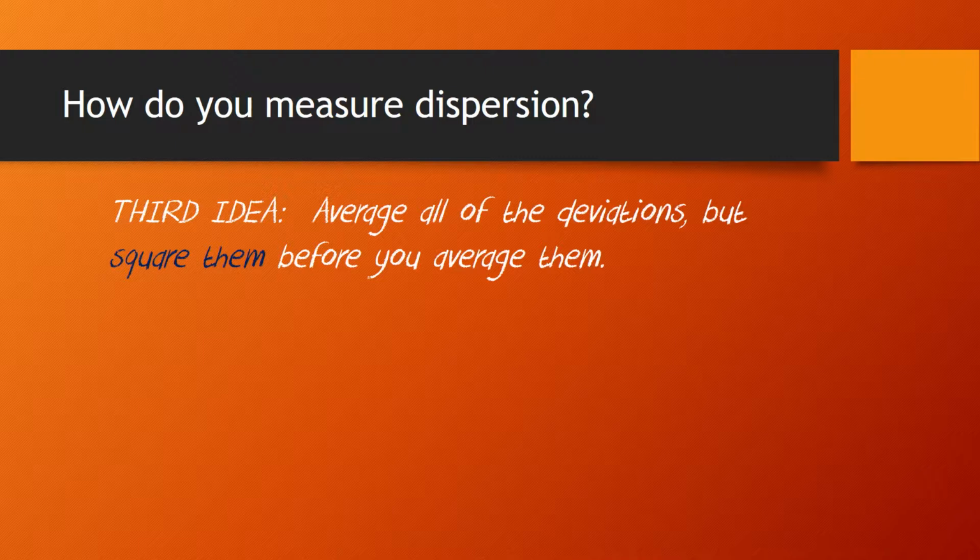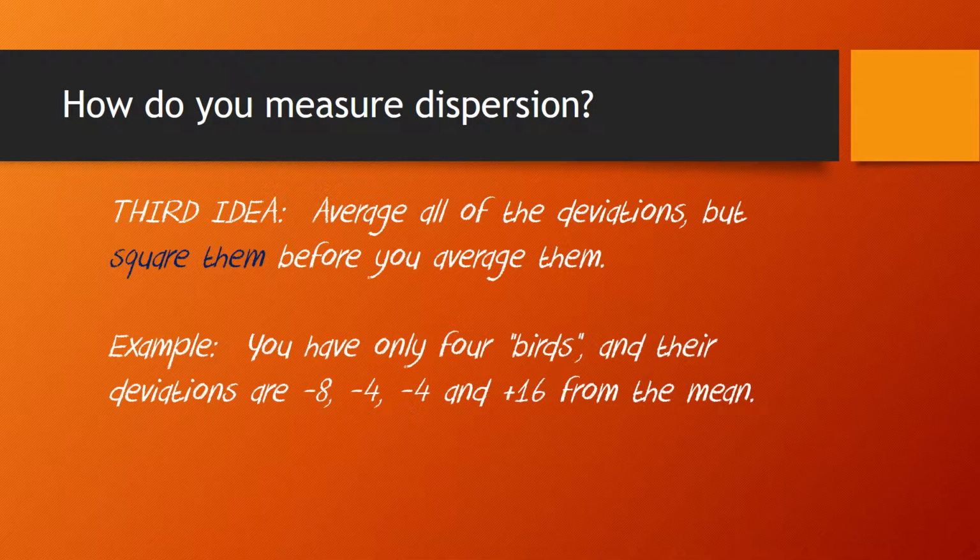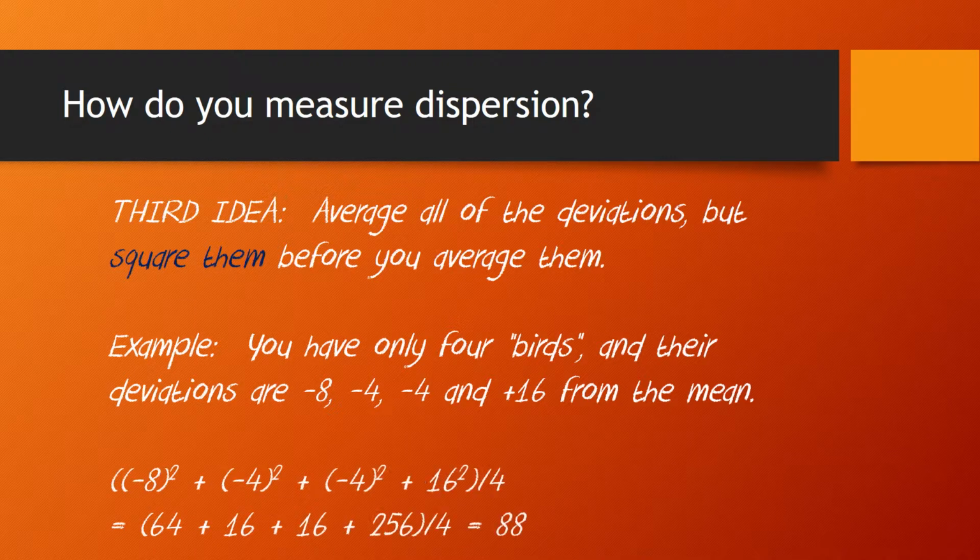Instead, we do this. Average all the deviations, but square each of them before you average them. How would that work? Well, if we had the same deviations of the ones we talked about, we're going to take each of those deviations, square each one, multiply it by itself, and then average those squares. You're averaging 64, 16, 16, and 256, and when you do that, you get 88. Notice that the lion's share of this calculation comes from that 16. Although 16 is twice as big as 8, its square is much bigger than twice as big.